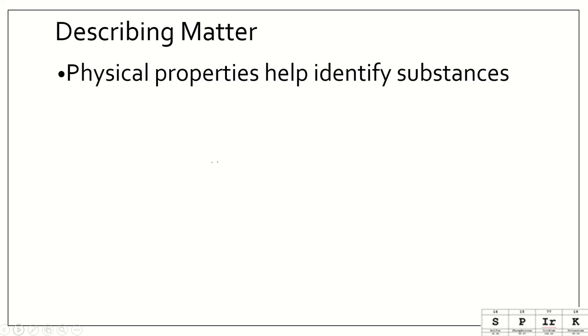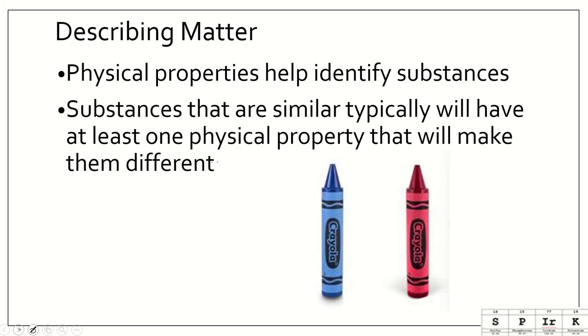Physical properties can help us identify substances, and we will do this throughout the year, and you do this all the time in your day-to-day life. Substances that are similar typically will have at least one physical property that will make them different. So for example, all crayons are made of the same wax material. They all have the same chemical makeup, same composition. They are only different based on their color. So color is something that is extremely important for us to be able to tell the difference between.